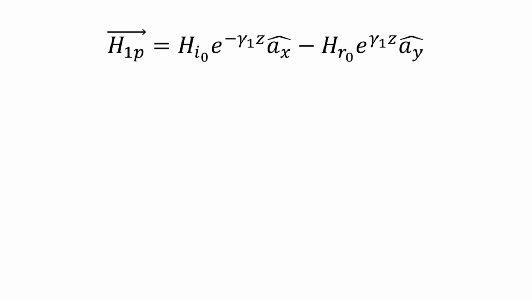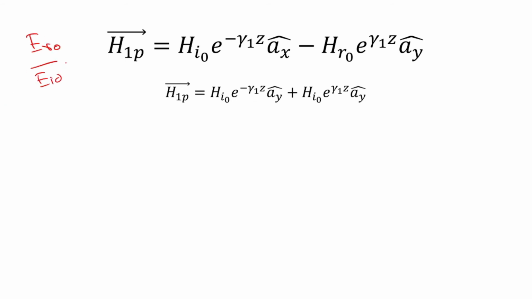Let us determine the phasor of magnetic field intensity inside medium 1. I know that magnetic field intensity inside medium 1 is equal to h I naught exponential of minus gamma 1z ax cap minus h r naught exponential of gamma 1z ay cap. Here I can write this to be equal to h I naught exponential of minus gamma 1z ay cap plus h I naught exponential of gamma 1z ay cap, because E r naught by E I naught is gamma.